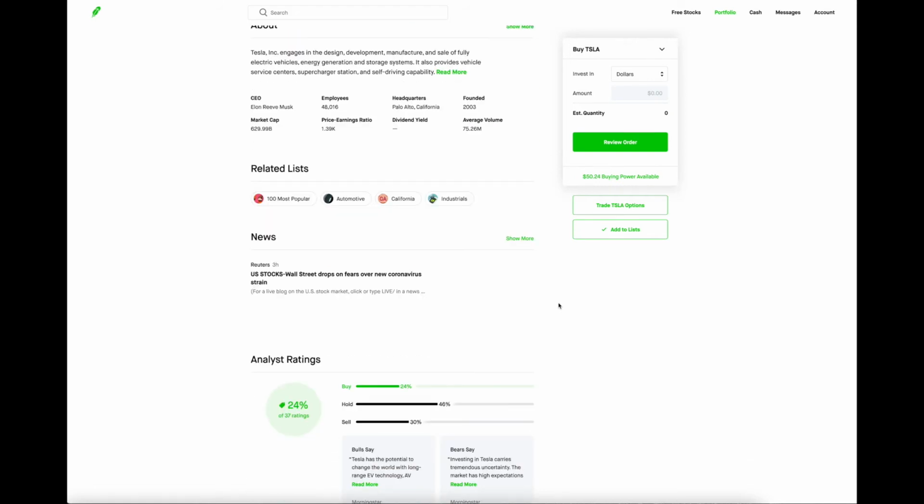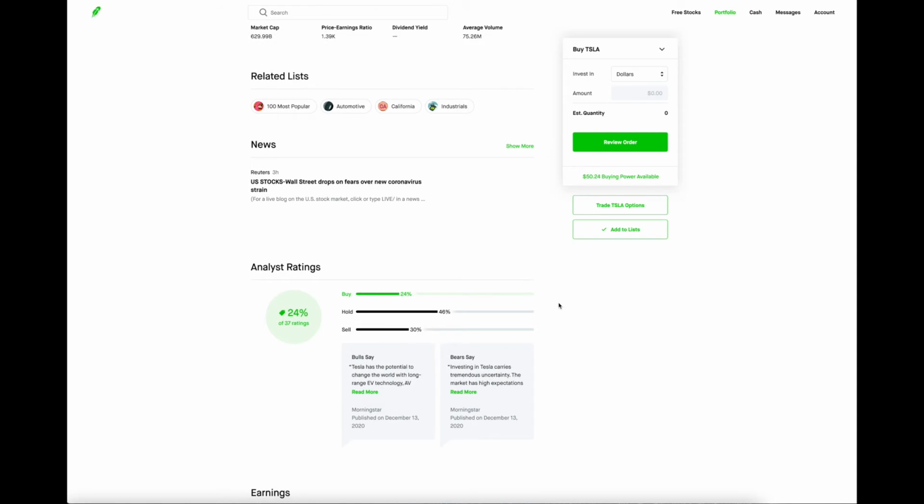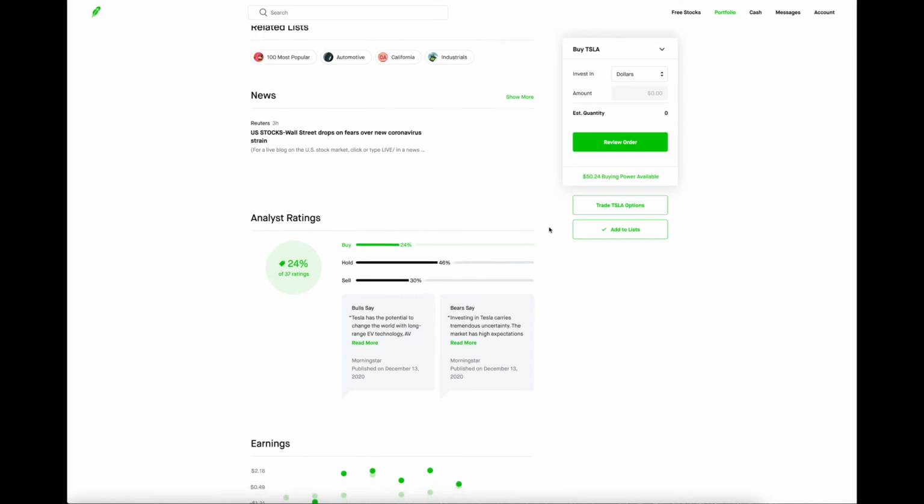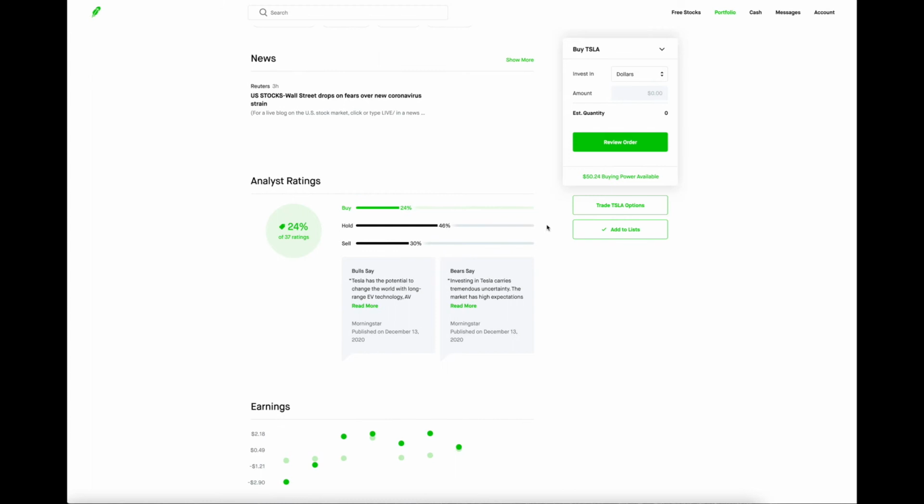Scrolling further down, you'll see some related information, and you'll see some news stories here. If there were any recent news articles published about Tesla, you would see some of them here, and they would link you then to that news article if that's what you wanted to review before you made your decision if you wanted to invest.